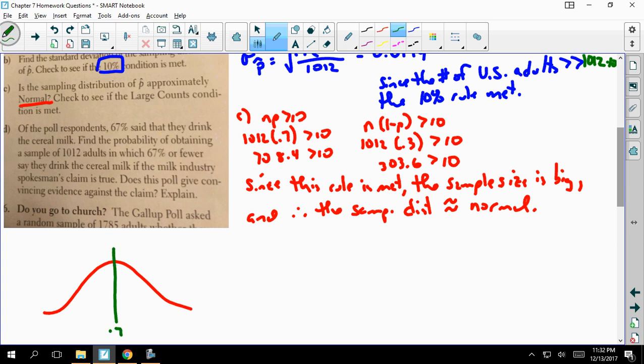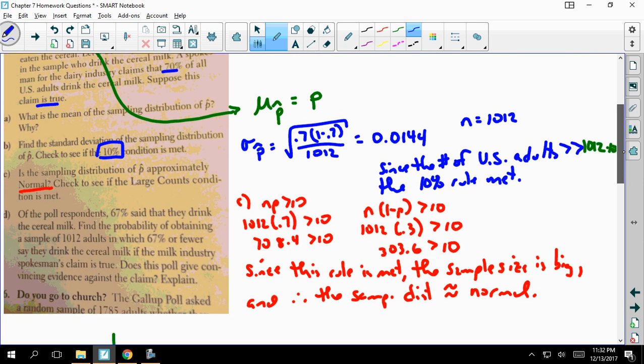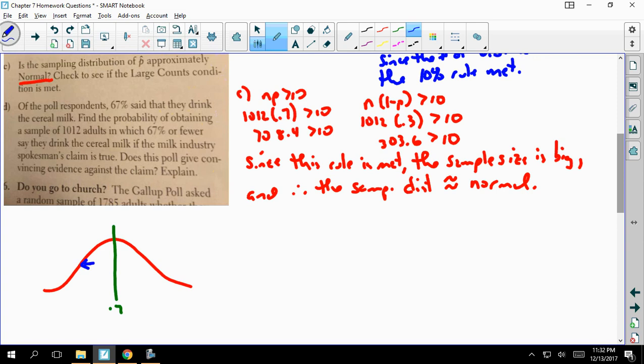Now from these three parts, I end up with a normal curve with a mean of 0.7 and a standard deviation of 0.0144. And now I can use this to get part D. Part D said, find the probability of obtaining a sample where 67% or fewer. So what is that black region right there?